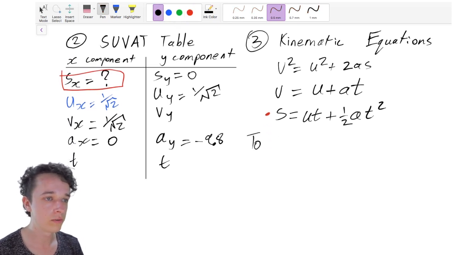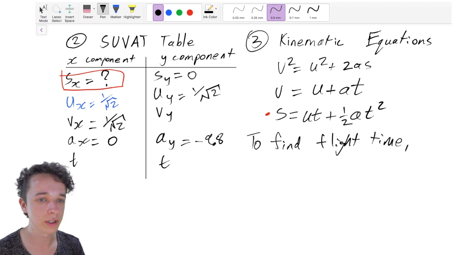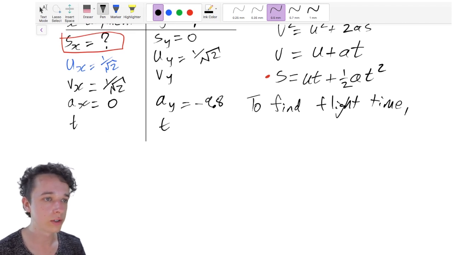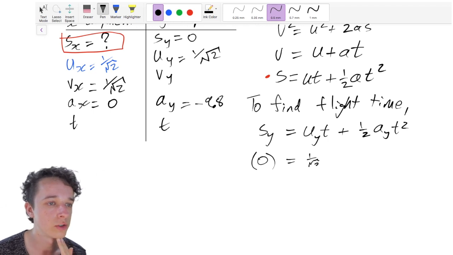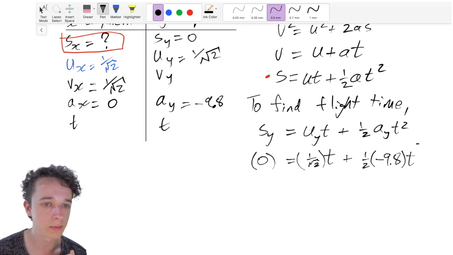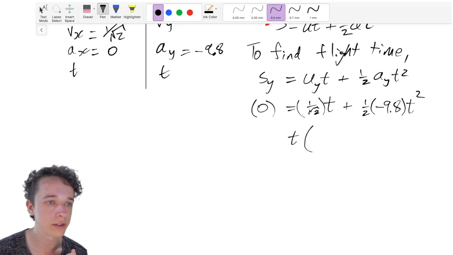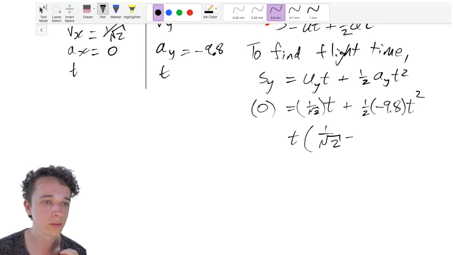So to find flight time, we're going to do the same process as we did in the previous question. We know that sy is 0, so we're going to use this equation because why not? sy is 0, and remember we're looking at the y components, so uy is 1 over root 2, multiplied by t, plus half times negative 9.8, acceleration due to gravity, multiplied by t squared. We're going to factorize out the t's. So we're left with, what's half of negative 9.8? That's negative 4.9. We're left with this expression.